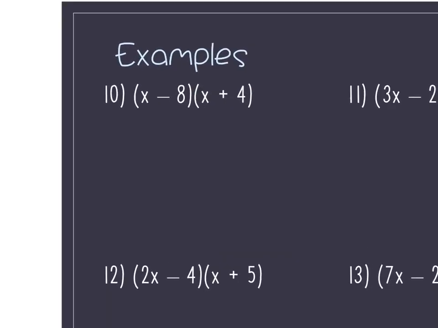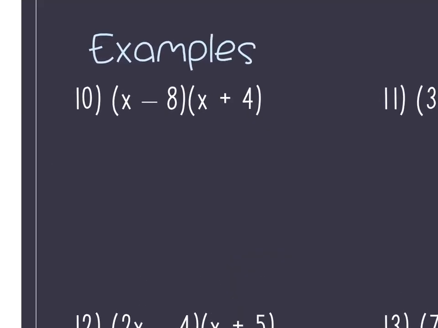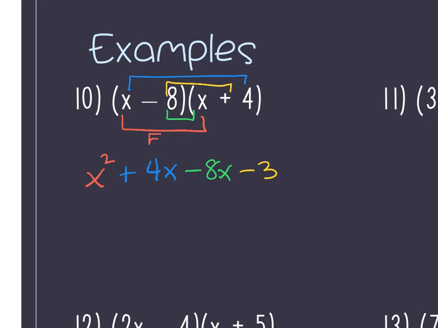So you can think FOIL, or you can just think distributive property. I'm going to do first, you use the FOIL technique. This gives you x squared. Then I'm going to do the outer numbers, or the outside. Then I'm going to do the inside. And then I'm going to do last and get -32.